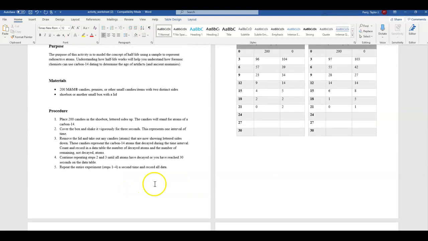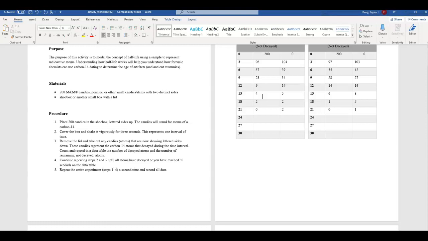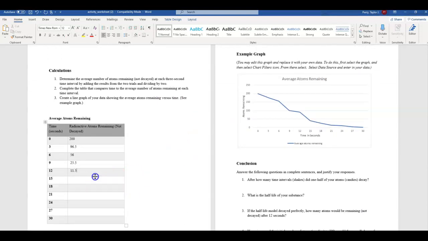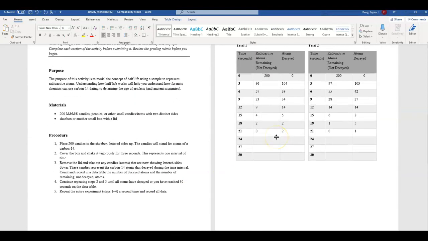All right, let's go to our 15-second interval. 4 plus 6 is 10, divided by 2 is 5. I didn't need to put that in a calculator, but whatever. All right, so I'll put a 5 down. Our 18-second interval. 2 plus 1 is 3. 3 divided by 2 is 1.5.